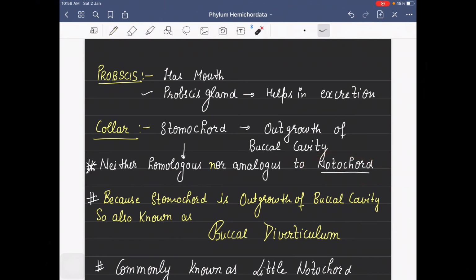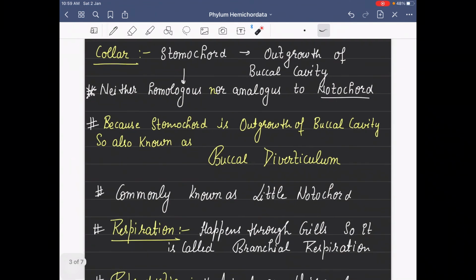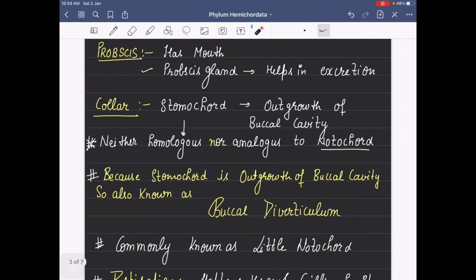It is just an outgrowth of the buccal cavity because it is present here. So it is also known as a diverticulum, buccal diverticulum. That is the second name of this stomochord. Because it is just an outgrowth, it is also known as buccal diverticulum. And sometimes in a few books, you will find another word, that is little notochord.